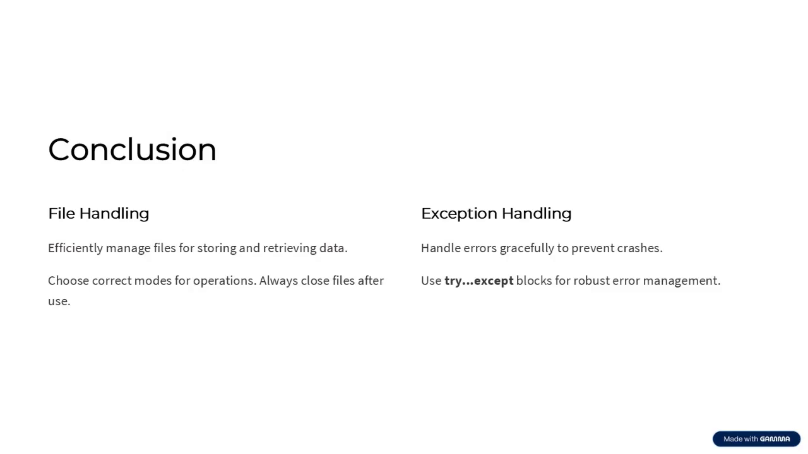File handling efficiently manages files for storing and retrieving data. Choose correct modes for operations. Always close files after use. Second one is exception handling. It handles errors gracefully to prevent crashes. Use the try except block for robust error management.